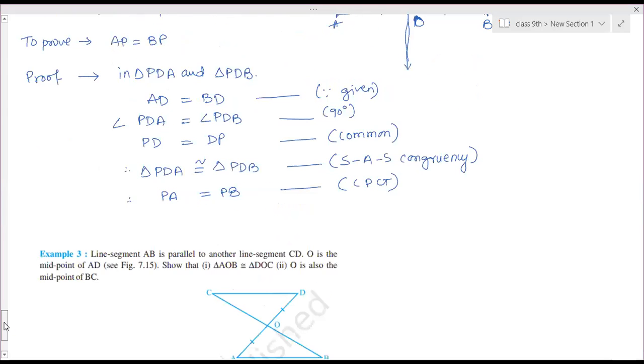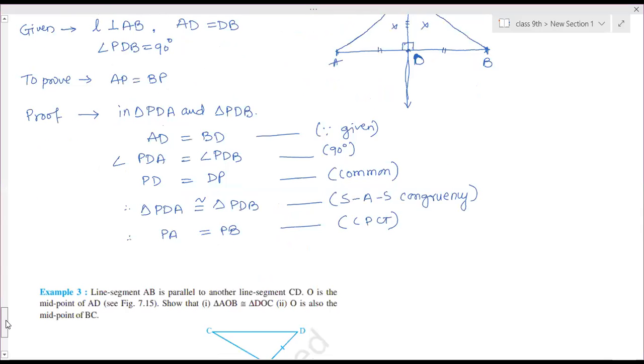Here it should come in one line. No, two statements should not be in one line. Two statements you are not supposed to write in one line.